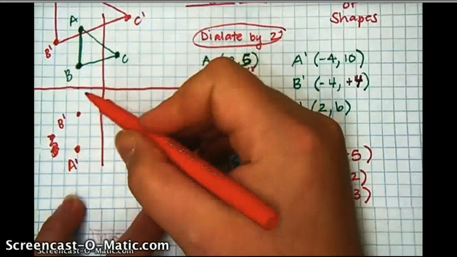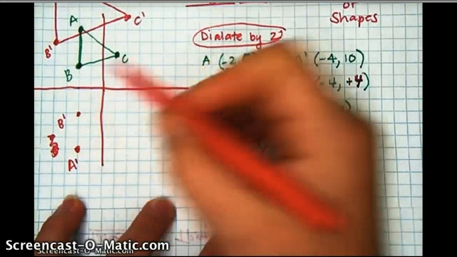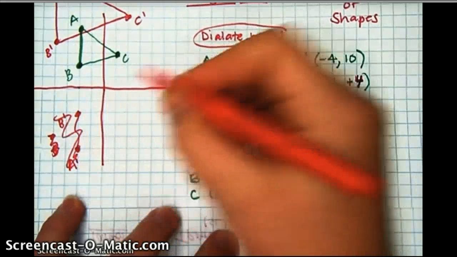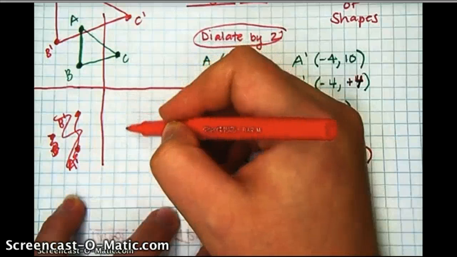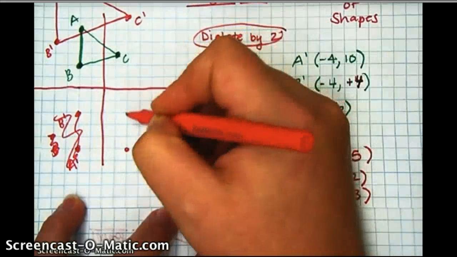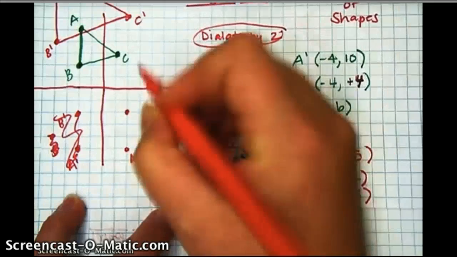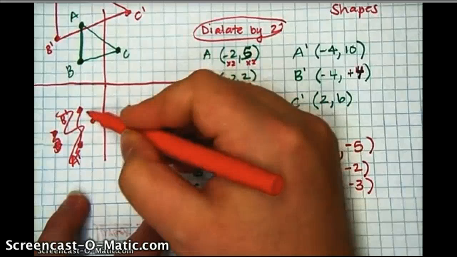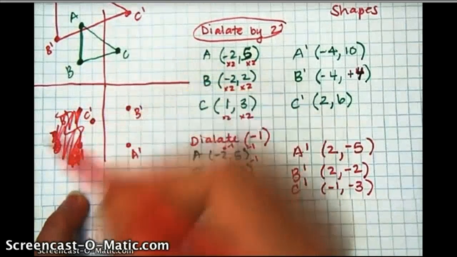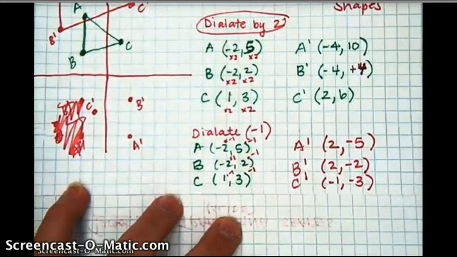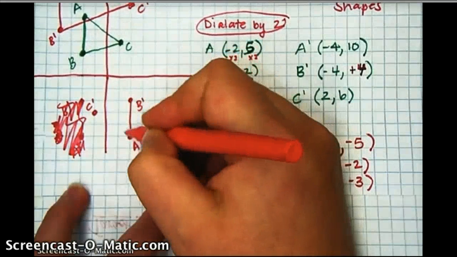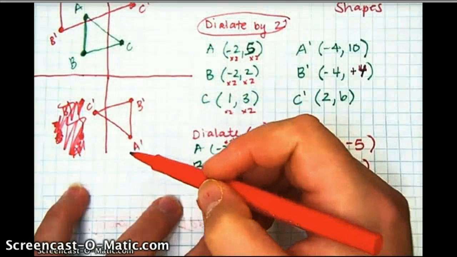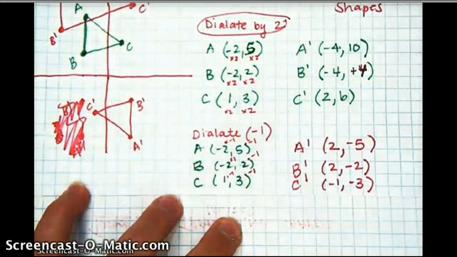And negative 1, oh, I'm sorry, I'm just having a hard time here today. 2, negative 5: 1, 2, 3, 4, 5. 2, negative 2. So A prime, B prime, and then our new C is negative 1, negative 3, so there's our new C. Ignore my mishaps. I hope you guys are catching these on me. So this is our dilated shape by a negative 1. Kind of interesting. It flipped it across the x-axis, didn't it?